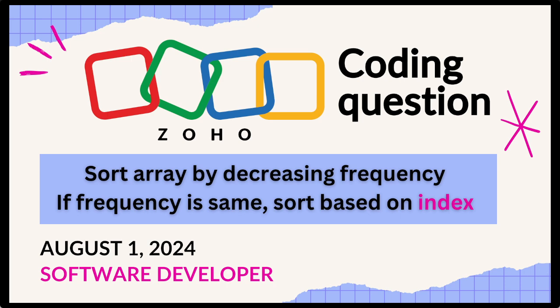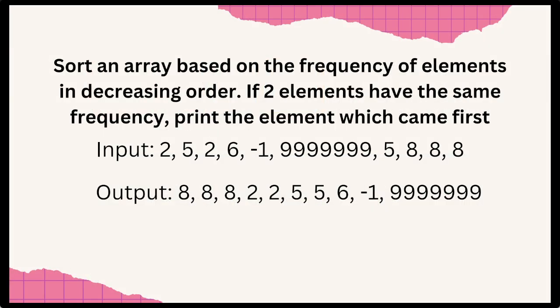So this is the question that was asked. I'll explain the question first of all. We have to sort an array. The input is an array, and we have to sort it based on the frequency of elements in descending order. What if two elements have the same frequency? Then we have to print the element which came first.